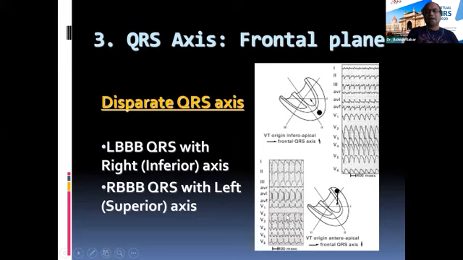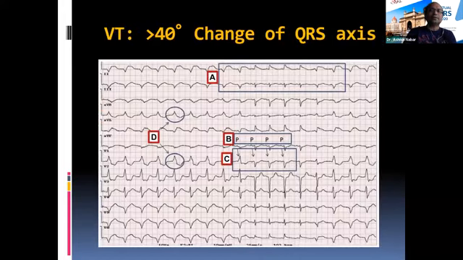An axis which is commensurate with the bundle branch block pattern may not help you to decide whether it's a VT or SVT, but if you get a discordant axis, then it helps you immediately. It's very likely to be a VT. So it's important to remember.